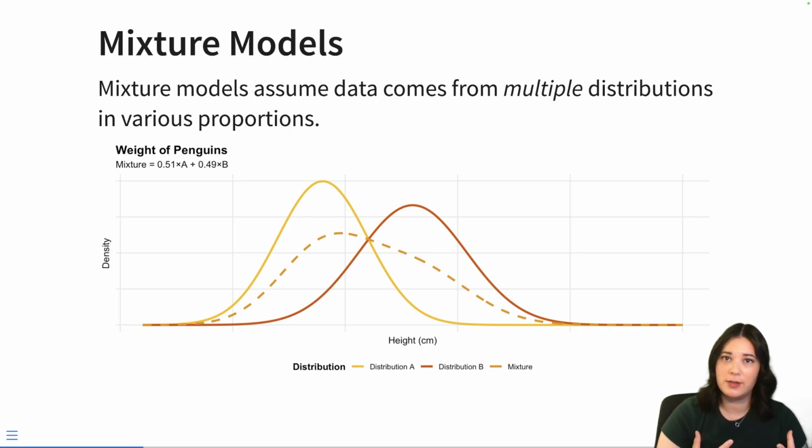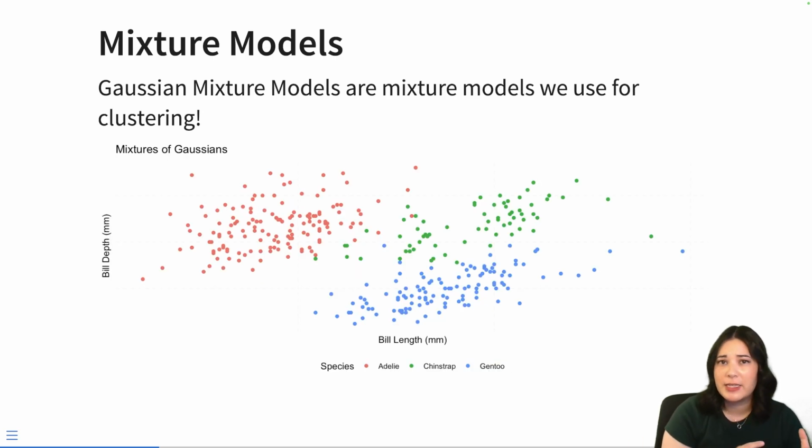For those of you that have taken some kind of data science class that talked about clustering, Gaussian mixture models are mixture models, as the name implies, that we use for clustering. Essentially, we're assuming that all of these populations are a bunch of different normal distributions mixed together, each distribution being a cluster. But we can also apply this to a generalized linear model framework.